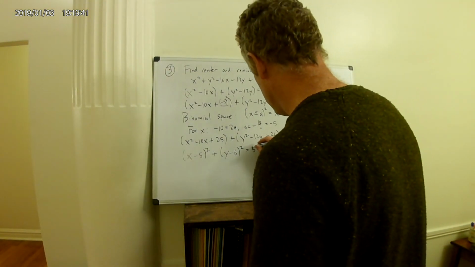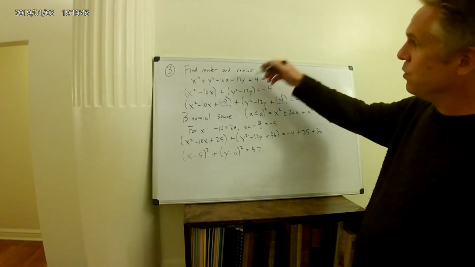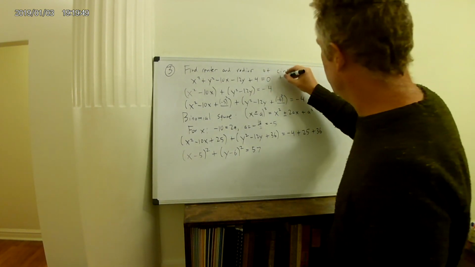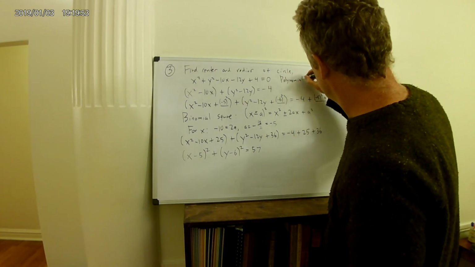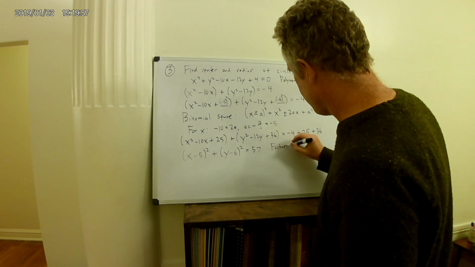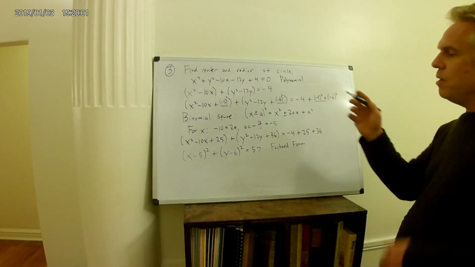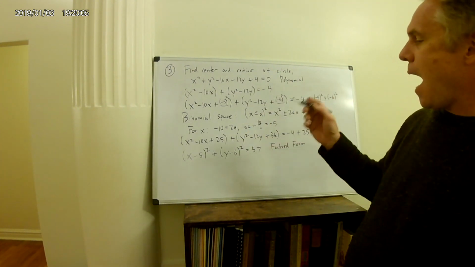So now I get this equation. This is the exact same equation as this equation. It's just written in a different form. This again is the polynomial form of the equation of a circle. And this is the factored form of the equation of a circle. Okay. But the beauty of this now is now I can quickly identify the attributes of the circle.